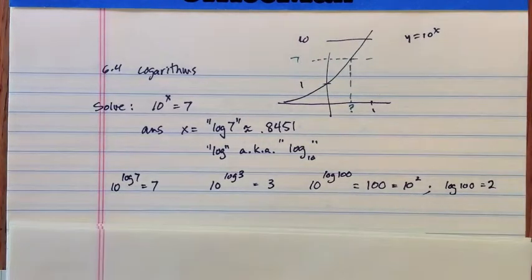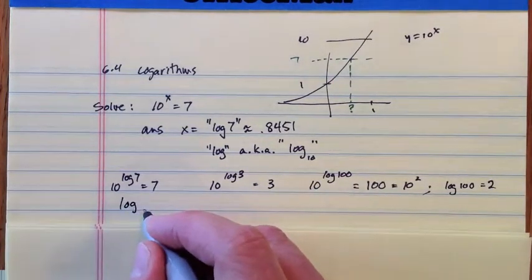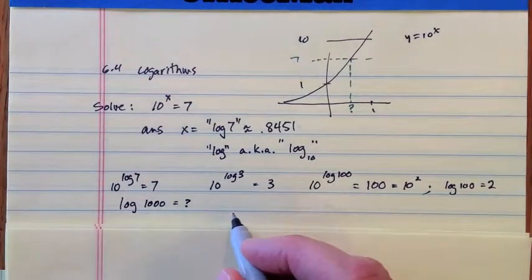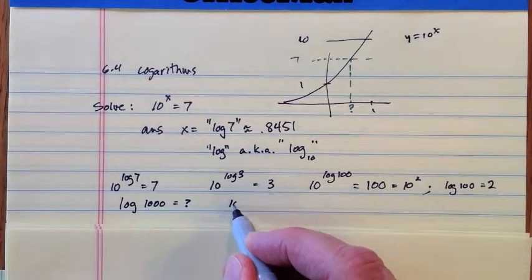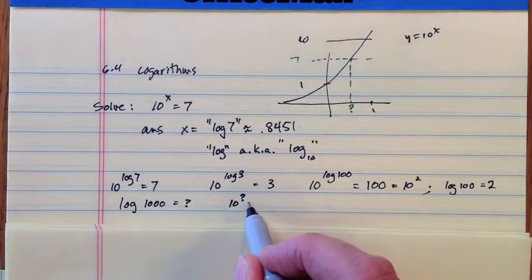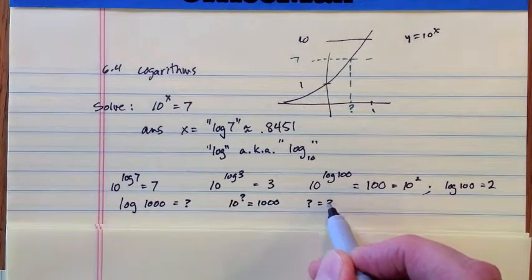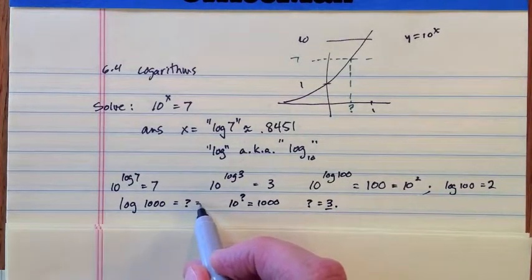All right. What's the log of 1,000? Well, that's like asking, what number do you raise 10 to in order to get 1,000? And the answer is 3. So this logarithm must be 3.